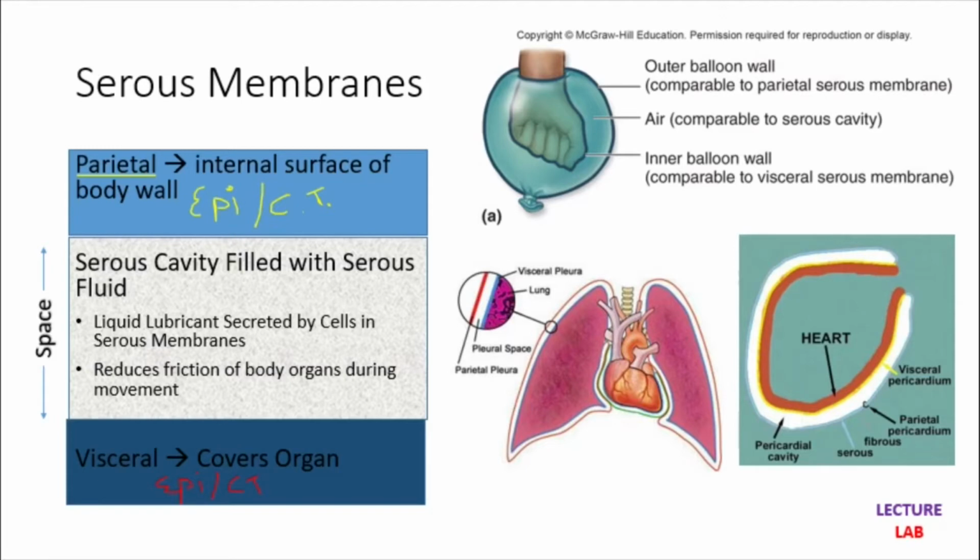So the lungs are going to have a serous membrane. We call that the pleura. And so you'll see a visceral pleura closest to the lung. Then you'll see the parietal pleura on the other side that is closest to the body cavity surface.